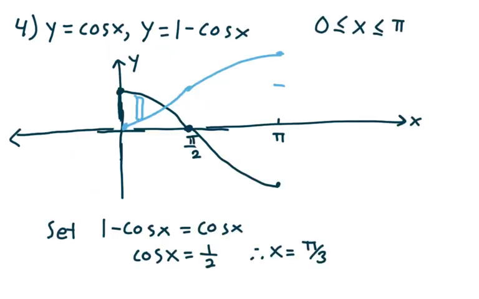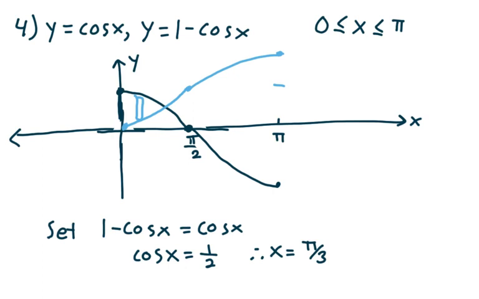On example 4, we have the curves y equals cosine x and y equals 1 minus cosine x. Okay, and notice how x is greater than or equal to 0 and less than or equal to pi. Now, y equals 1 minus cosine x is in blue, and y equals cosine x is in black. And pi over 2 lands in the middle, so why do I have that? Because cosine of pi over 2 is 0.